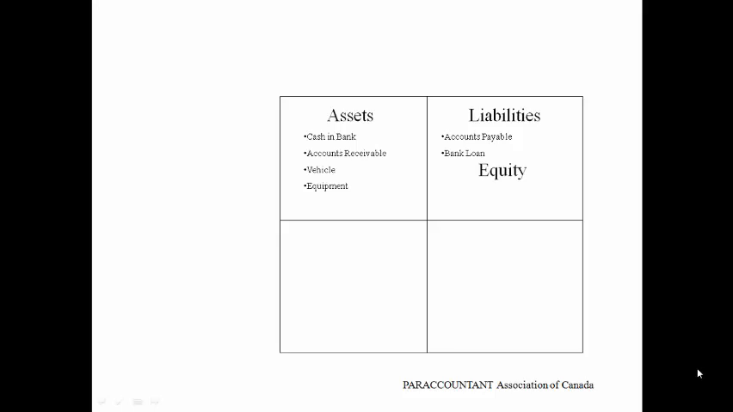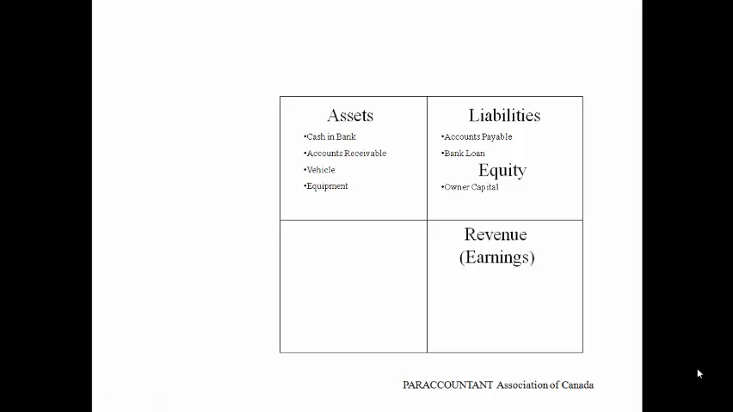Equity is also in the box with the liabilities, and it represents your net worth. An example is owner's capital. So if you take assets minus your liabilities, you will get your equity.